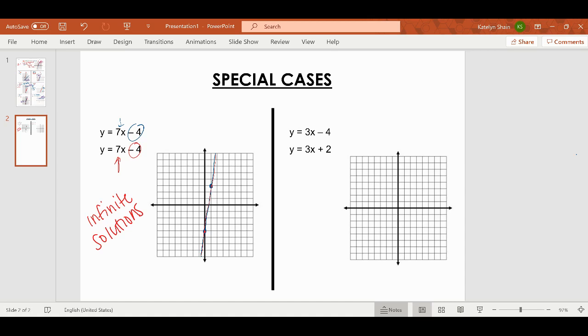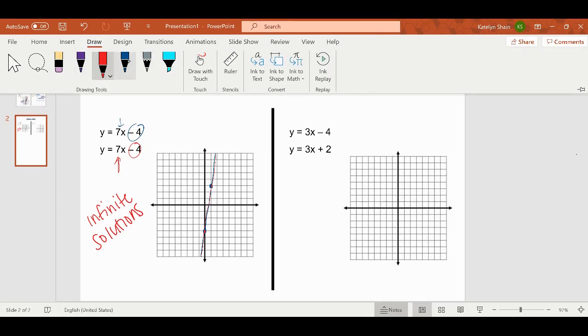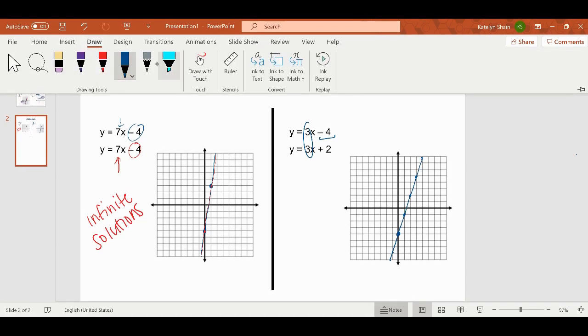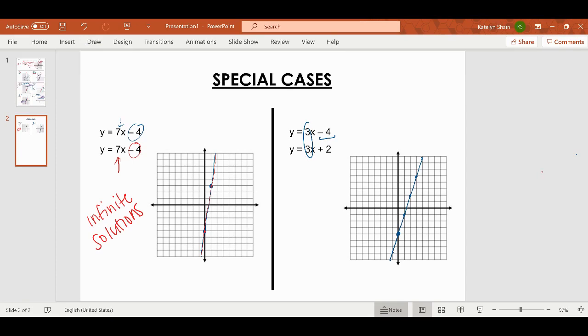Now the other special case I want to talk about is when they have the same growth. So looking at this first line, my y-intercept is going to be at negative 4, and then my growth will be 3. So up 3 over 1, up 3 over 1, up 3 over 1. Now I can create a straight line. All right, now let's look at our other line. So here I have a y-intercept of 2, but I'm still going up 3 over 1, up 3 over 1, and so on.